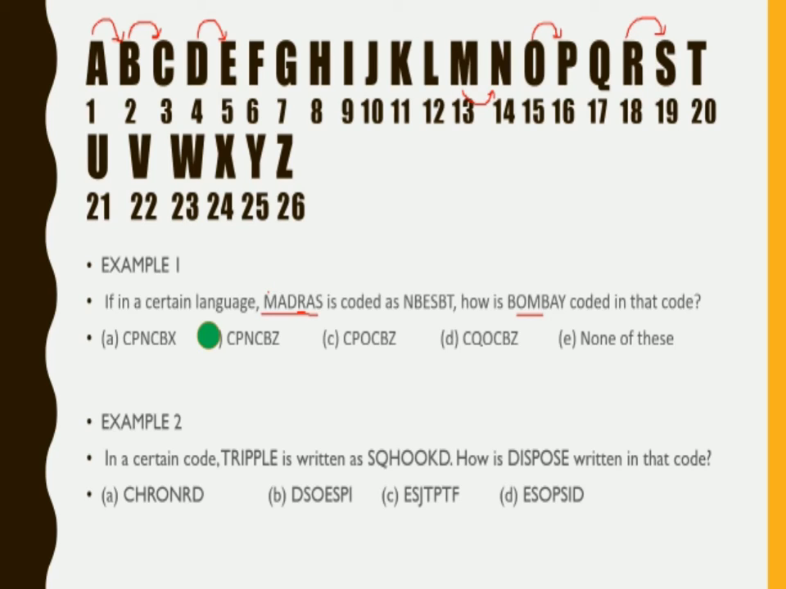In this, T is coded as S. Take another color. T is coded as S. R is coded as Q. So you have found that all the letters are replaced with the previous letter. So for dispose, you are replacing all the letters of this word with the previous letter. For D, you will be replacing it with a C, and this is the only option which has C at the first. So you are selecting that as the answer.